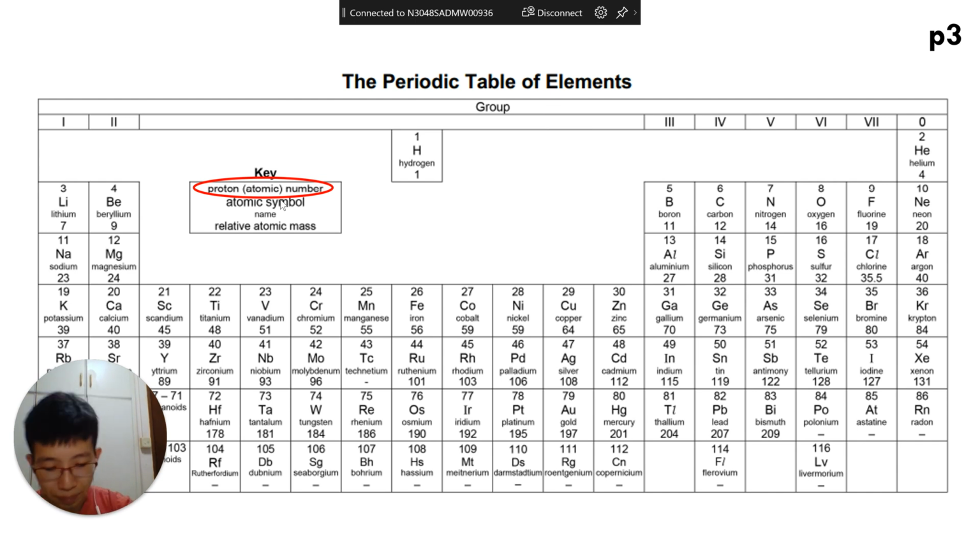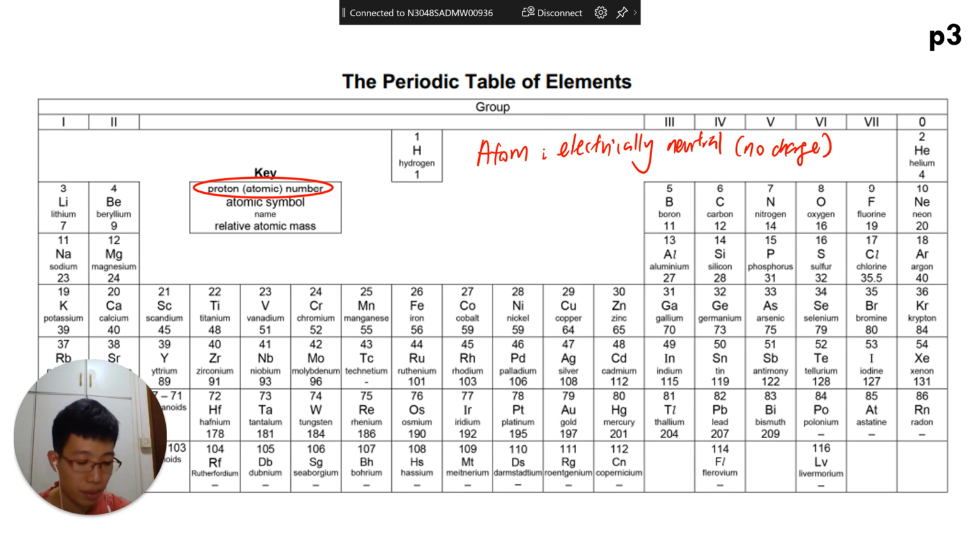So an atom is electrically neutral. It means it has no charge. So when it has no charge, the number of electrons will be equal to the number of protons. In this case, the number of protons we have will be equal to the number of electrons we have. So for example, let's look at boron over here.